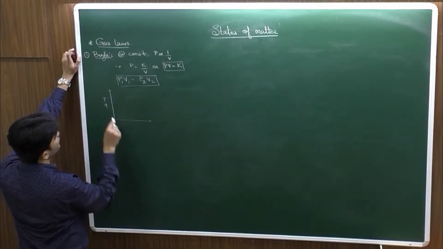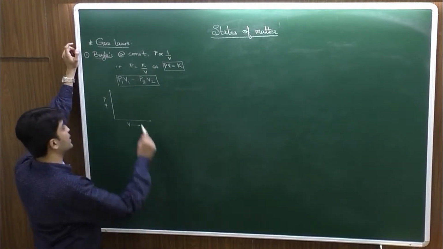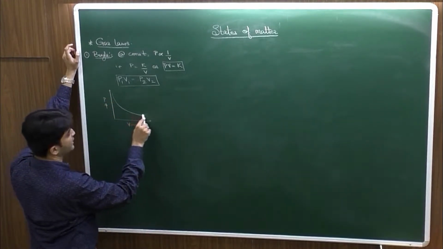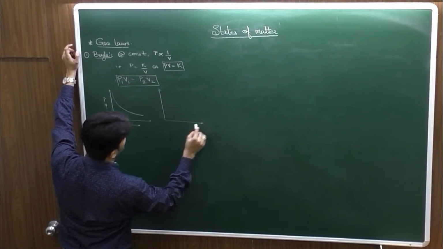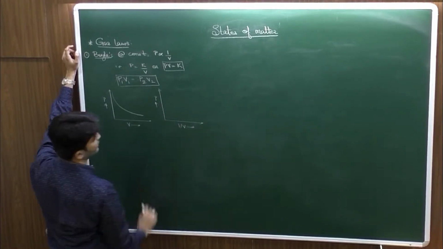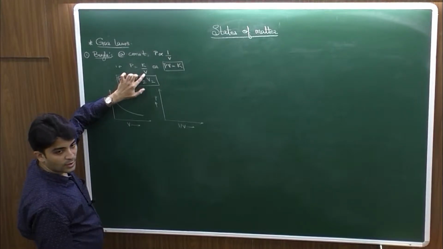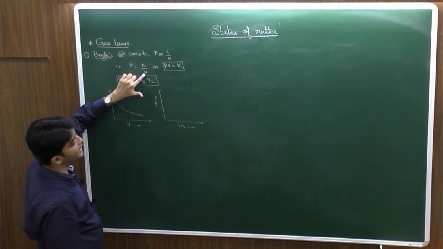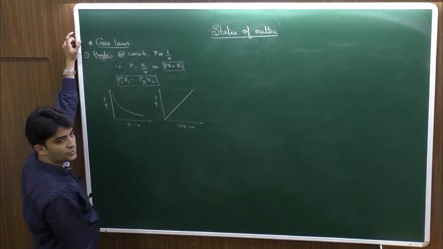First, pressure versus volume. Now, if they are inversely proportional, its graph will be a rectangular hyperbola or exponentially decreasing. Second, they can also give you a graph of pressure versus the reciprocal of volume, or 1 by V. Now, P with 1 by V are directly proportional. So, if two variables are directly proportional, it is a y equal to mx type graph, meaning a straight line passing through the origin.